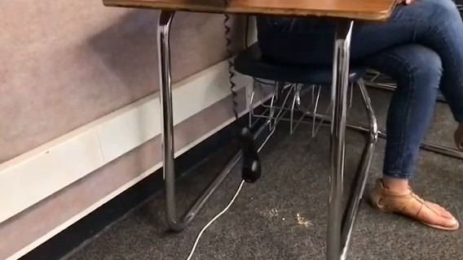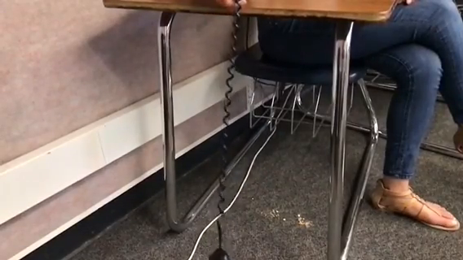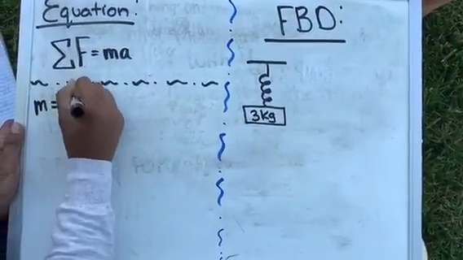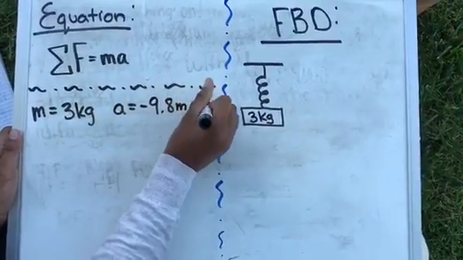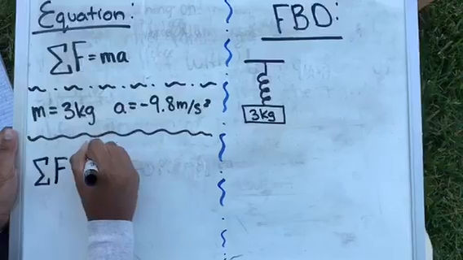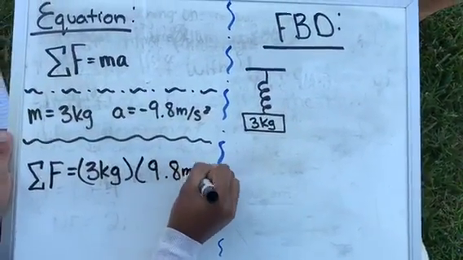So just how much force was needed for the phone to spring up and down? To answer this question, we first would have to start off by using the equation sigma F equals m times a. M being the weight of the foam, which would be 3 kg, and the acceleration would be negative 9 meters over second squared.